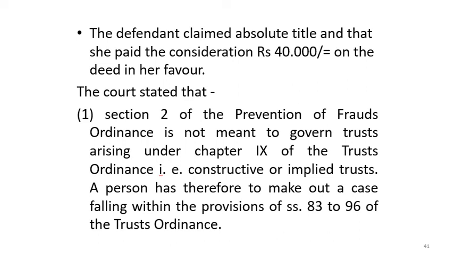Then the court said that Section 2 of the Prevention of Frauds Ordinance is not meant to govern trusts arising under Chapter 9 of the Trusts Ordinance. I would like to add something here. Generally, if the trust is created under Chapter 2 of the Trusts Ordinance, then Section 2 of the Prevention of Frauds Ordinance is applicable. But here, Section 2 is not meant to govern the trust arising, not creating, arising under Chapter 9 of the Trusts Ordinance, that is a constructive or implied trust. A person here therefore has to make out a case falling within the provisions of sections 83 to 96 of the Trusts Ordinance.